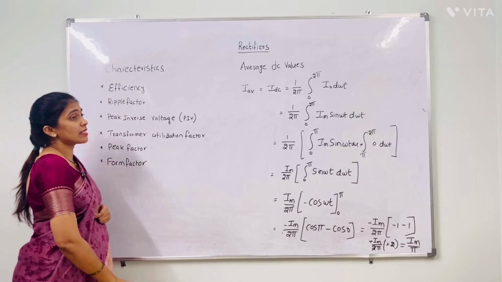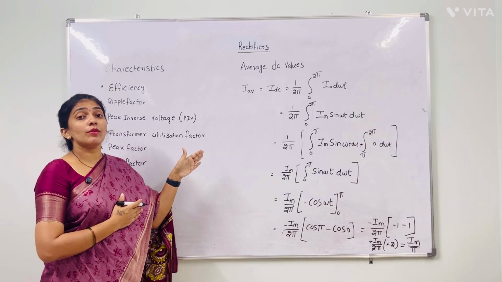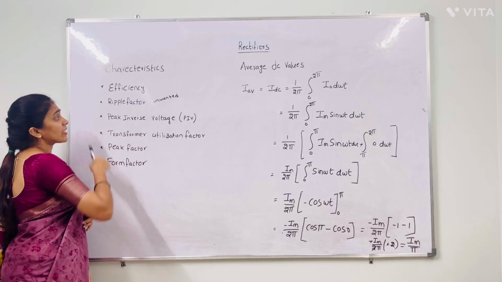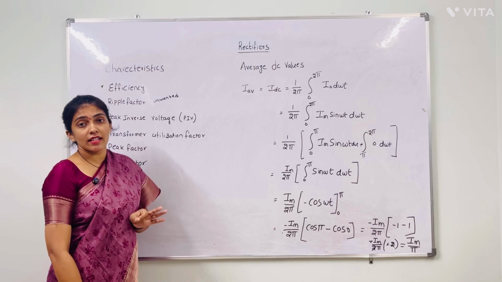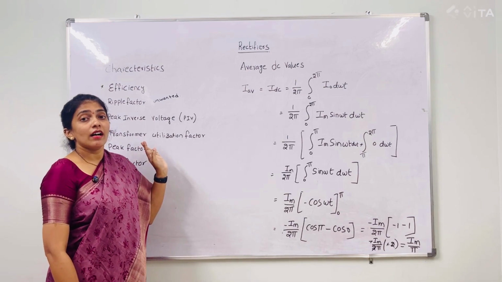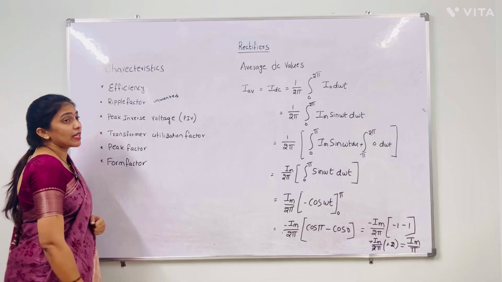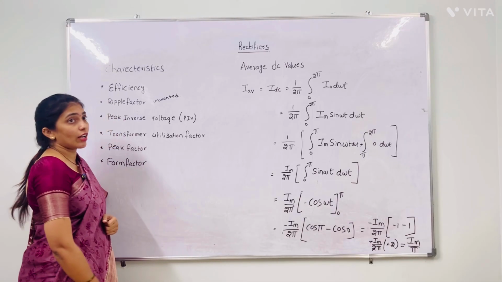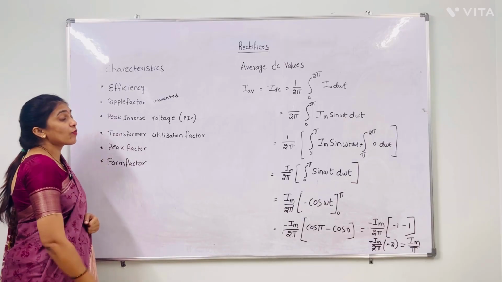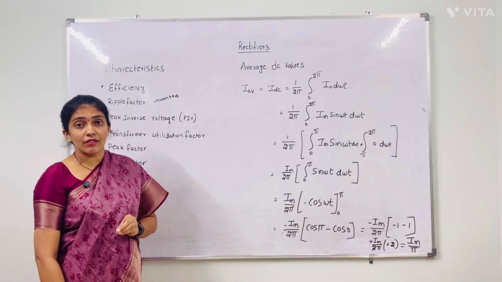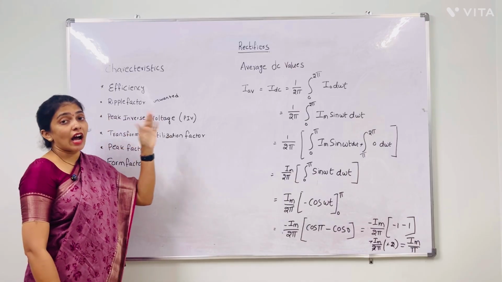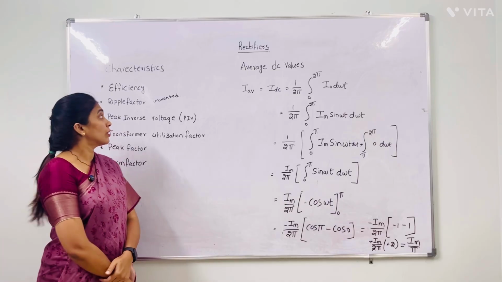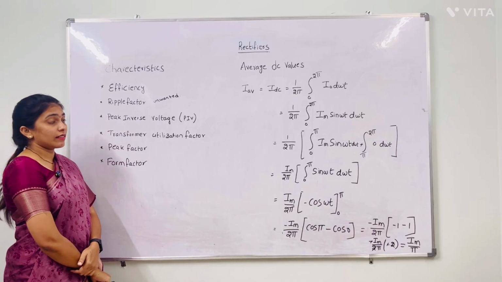Efficiency means the capacity, how much percentage it converts AC signal to DC signal. Ripple factor is the unwanted AC signals which will be present at the output signal. Peak inverse voltage is the maximum reverse voltage before the breakdown condition. Next, transformer utilization factor: how much capacity we use of the transformer in half wave rectifier and full wave rectifier. Next, peak factor, form factor. So first one is efficiency.